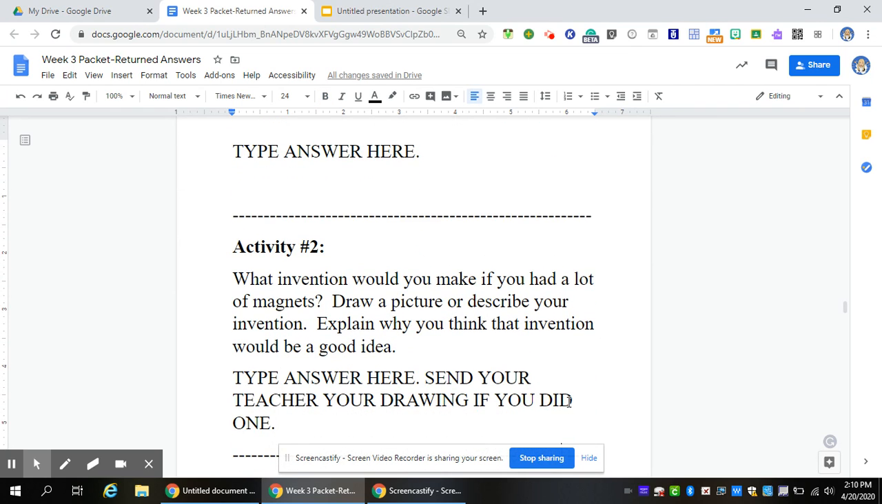Activity 2. What invention would you make if you had a lot of magnets? Draw or describe your invention. Explain why you think that invention would be a good idea. So they can type the answer for their explanation, and then you can send me a picture of their drawing.